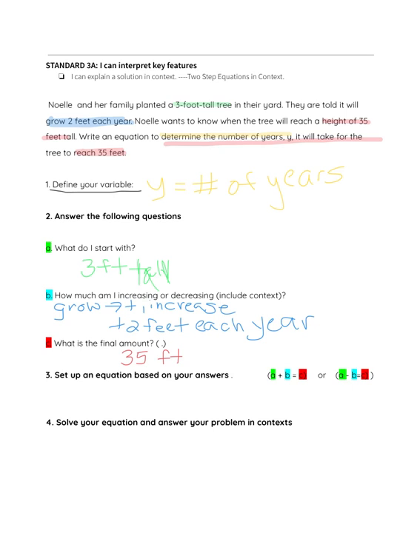This is an increase, so we're going to use A plus B equals C. The first thing is we have A, which we figured out was 3 feet tall. The tree started out at 3 feet tall, so I'm going to write my 3.